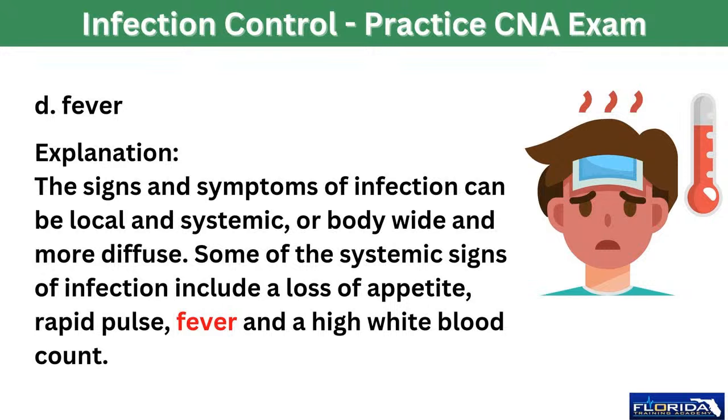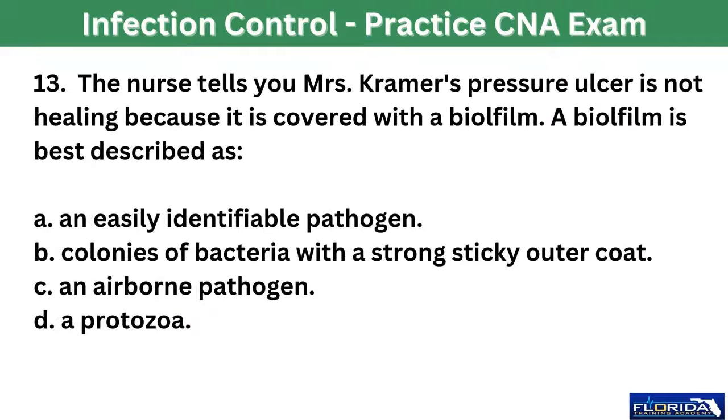So fever. And the explanation is that the signs and symptoms of infection can be local or systemic. And systemic is another way of saying body wide or more diffuse. Some of the systemic signs of infection include a loss of appetite, rapid pulse. We just talked about that. Tachycardia, the heart rate goes up and the pulse goes up too. Fever, and if a lab has been ordered, usually you will see that the patient's white blood cell count is also elevated.